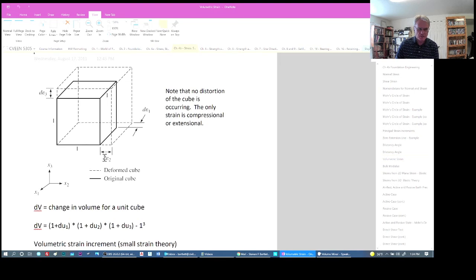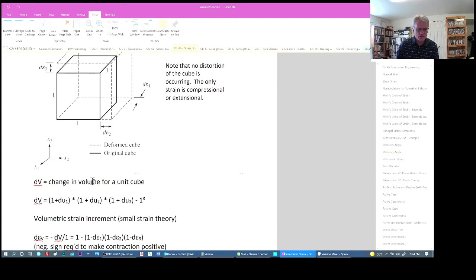incremental strains. dε2 here corresponds to horizontal, dε3 corresponds to the vertical, so this is the same as we did in two dimensions. Now we have to add this dε1 along the x1 axis.